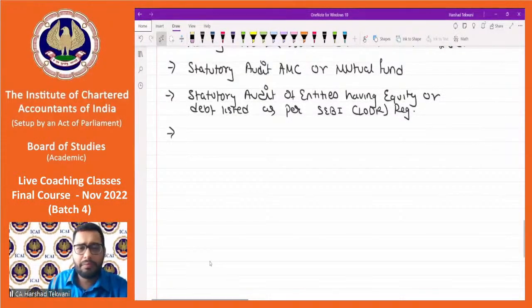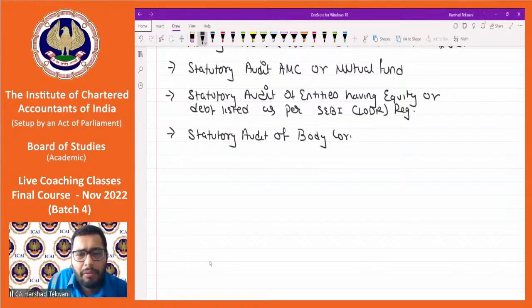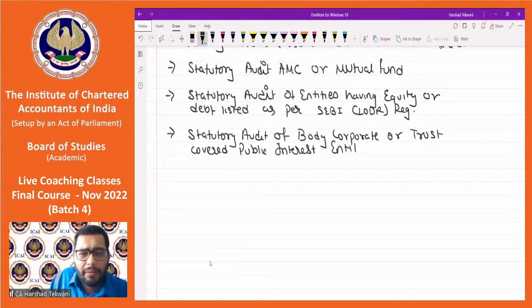Then statutory audit of any body corporate or trust which are covered under public interest entities.